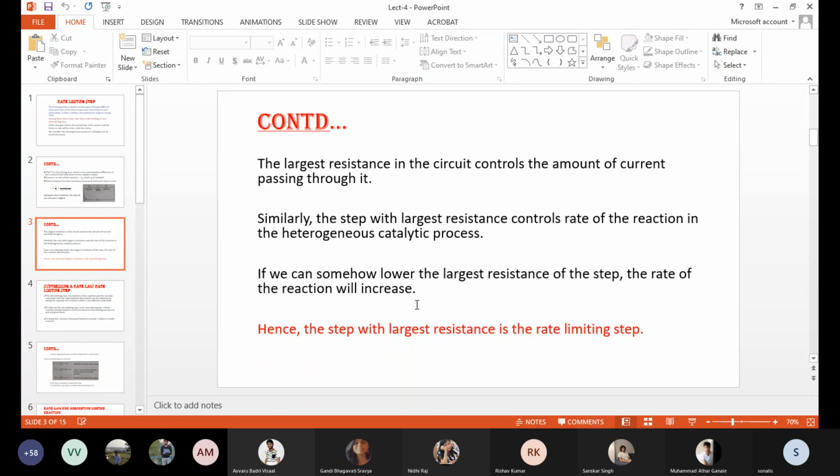So instead of 1000 ohm, if we make it 500 ohms, then obviously the rate of the reaction will increase, or the current passing through it will increase. Hence, the step with the largest resistance is the rate limiting step.